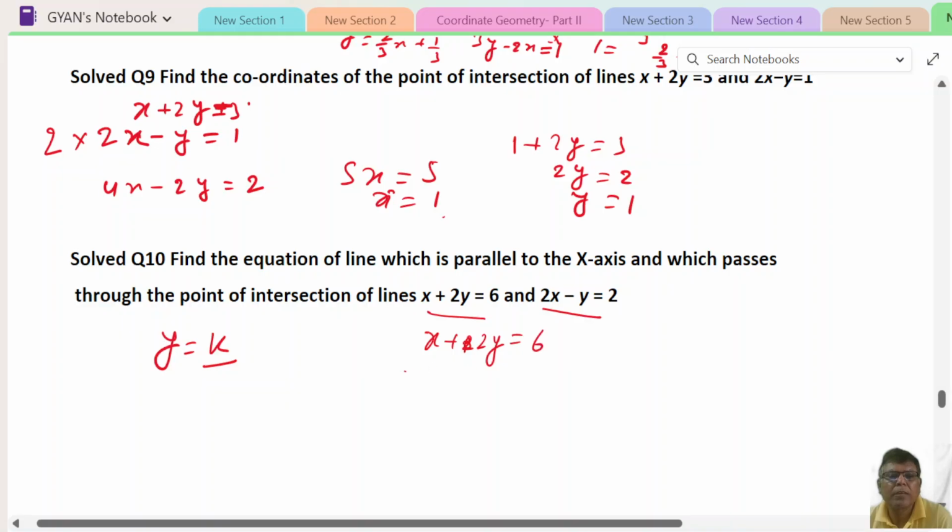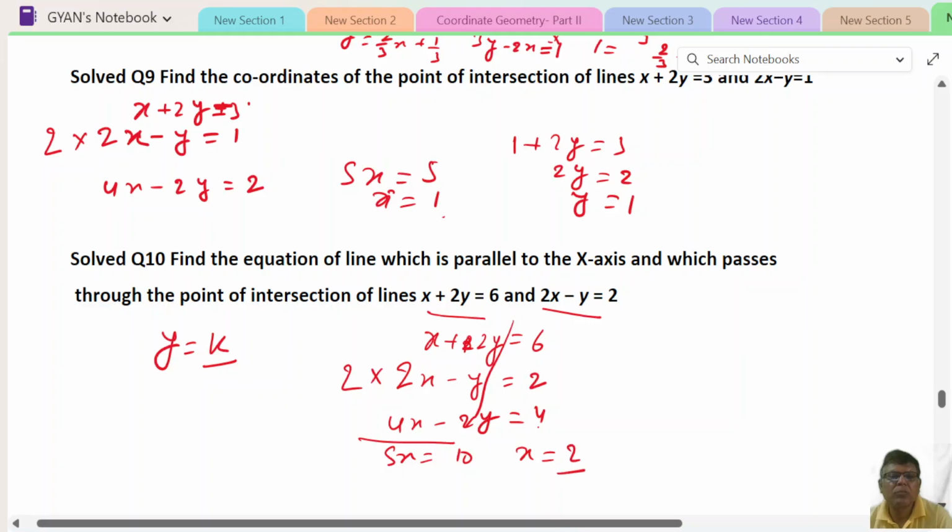x plus 2y is equal to 6 and 2x minus y is equal to 2. Multiplied by 2: 4x minus 2y is equal to 4. So add them, then 5x is equal to 10, then x is equal to 2. We have to find the value of y. So put x here: 2 plus 2y is equal to 6, 2y is equal to 4, then y is equal to 2. So the equation will be y is equal to 2.